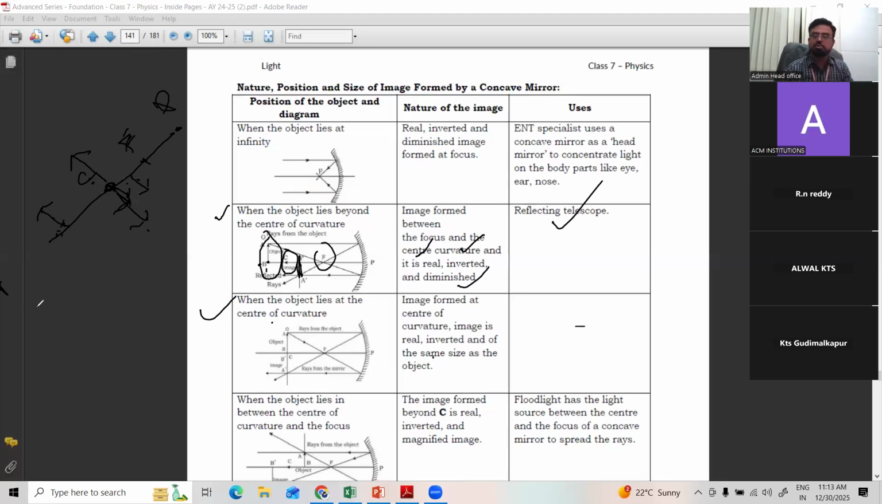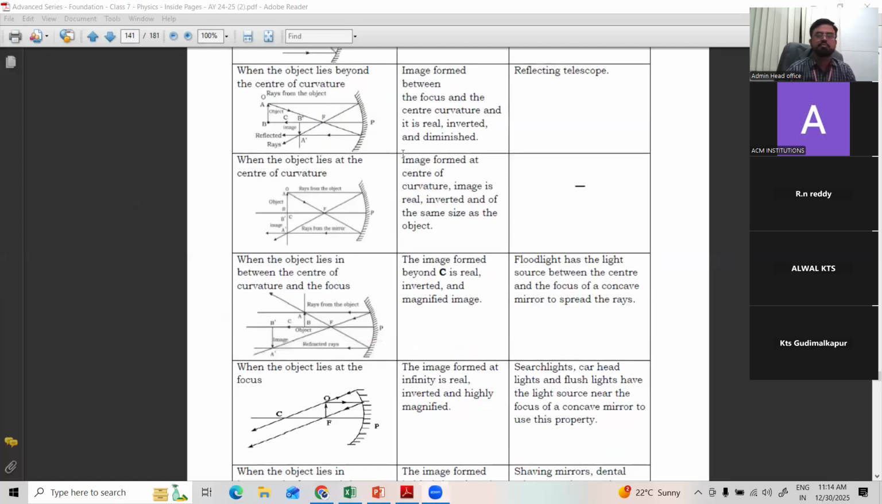As we are moving the object towards the right side, the image also moves towards the same side. Okay, three cases are over. This video I will show you in the next class. There is no particular use of this explanation.